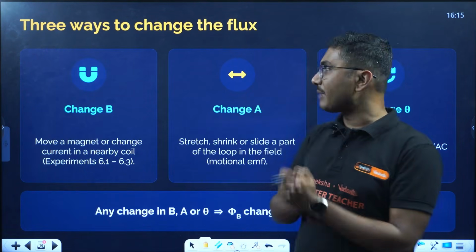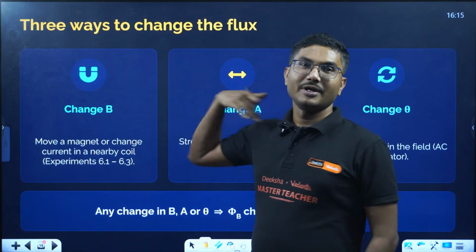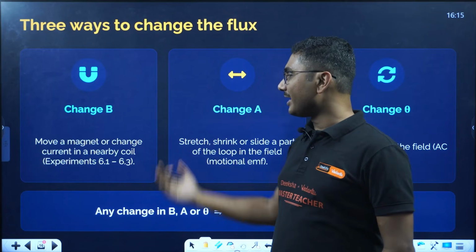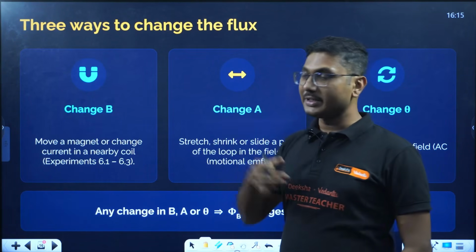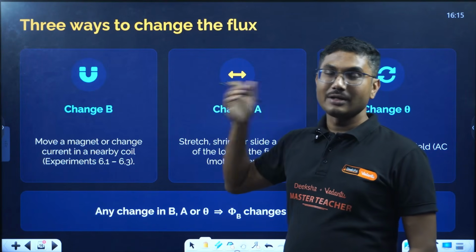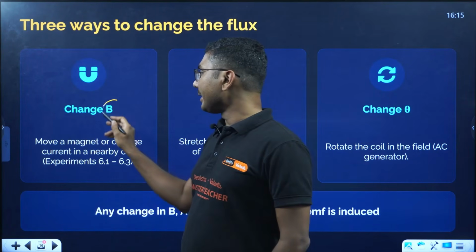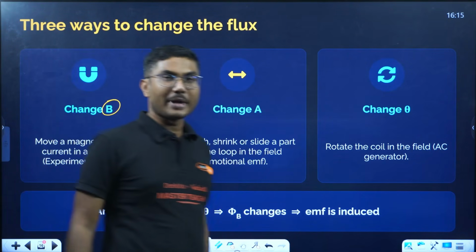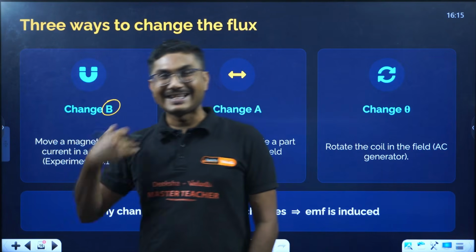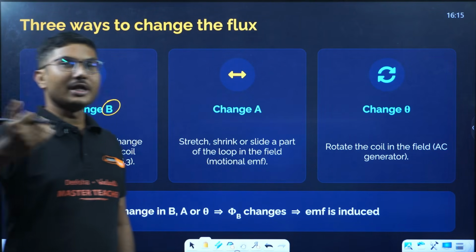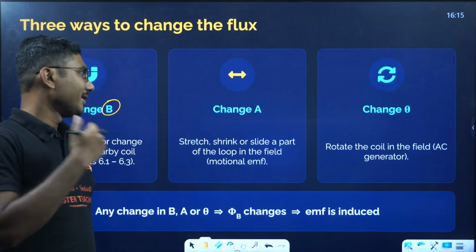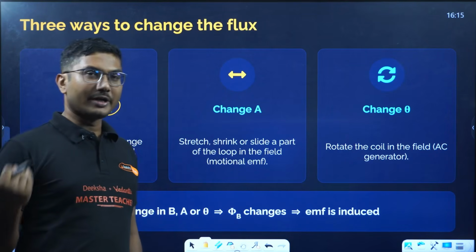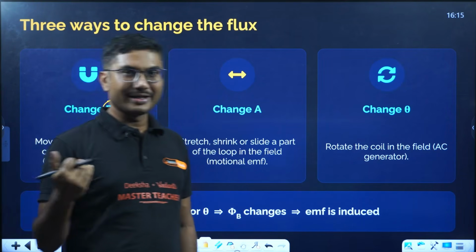The way to change magnetic flux is basically you can change the magnet itself. So move the magnet or change the current in a nearby coil. In the previous experiments you can vary the current, or you can move the magnet. If you move the magnet closer to the coil, more magnetic field; away from the coil, less magnetic field. Changing is important. Change is the only constant. So if you change the magnetic field, then flux changes. Phi is equal to B dot A, B changes, flux changes, current is induced.